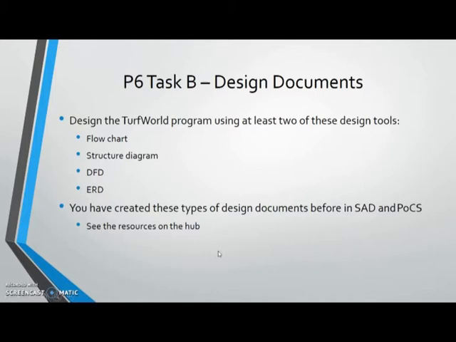So Task B, the other part of P6, you need to create some design documents. You've got to design the Turf World program, okay, using at least two of these design tools. You've either got a flowchart, a structure diagram, data flow diagram, or entity relationship diagram. You've seen all these different types of design documents before when you were doing the Systems Analysis and Design unit and in the Principles of Computer Science unit. I've put some of the resources from those units on the hub as a little bit of a reminder.